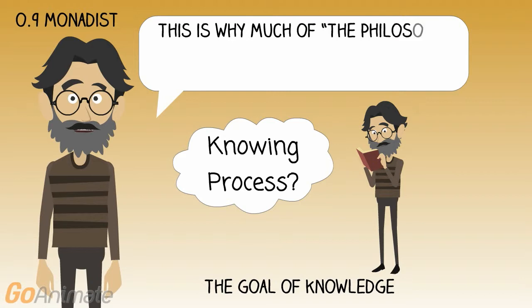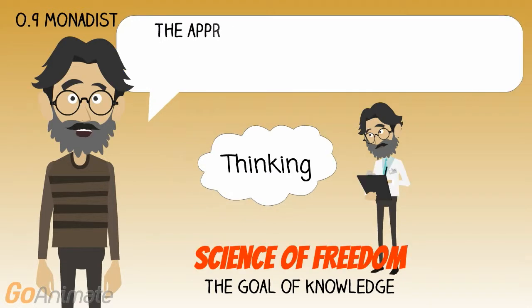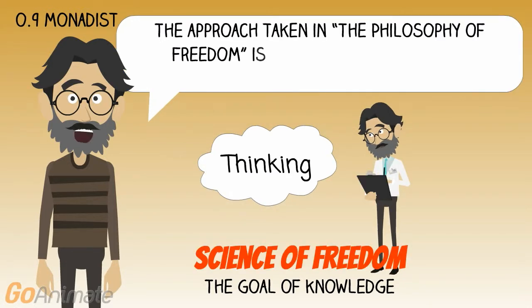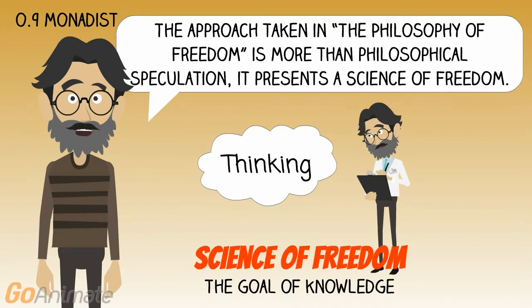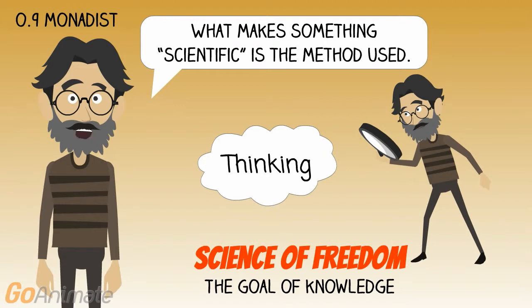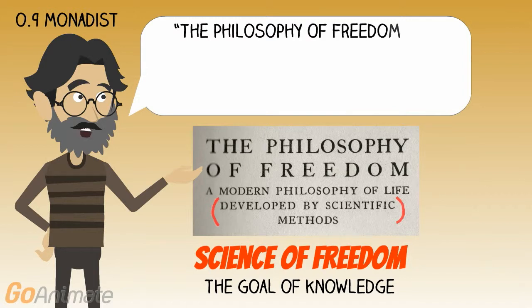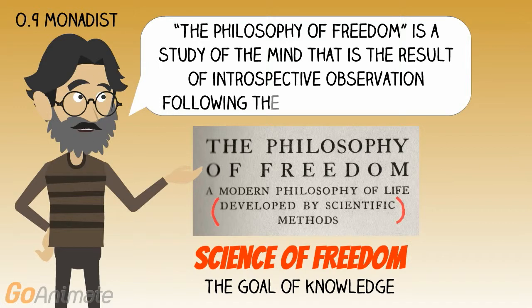This is why much of the philosophy of freedom is about how the process of knowing works. The approach taken in the philosophy of freedom is more than philosophical speculation, it presents a science of freedom. What makes something scientific is the method used. The philosophy of freedom is a study of the mind that is the result of introspective observation following the methods of science.